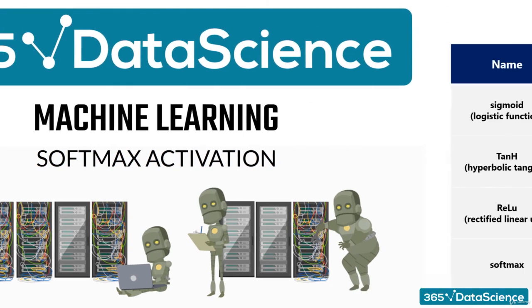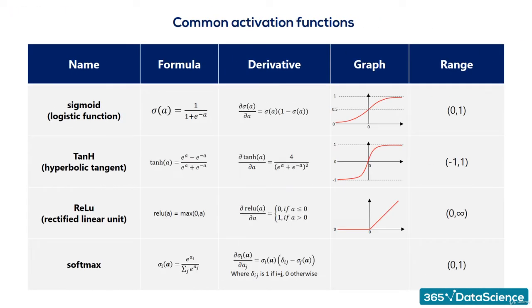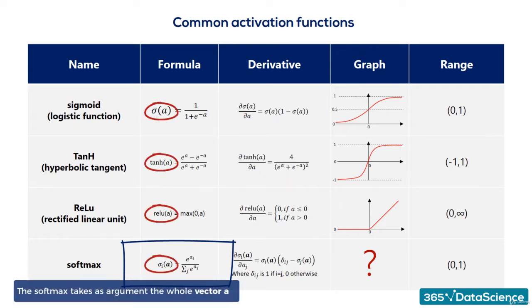Let's continue exploring this table, which contains mostly Greek letters. We said the Softmax function has no definite graph. Why so? Well, this function is different. If we take a careful look at its formula, we would see the key difference between this function and the other is it takes an argument the whole vector a instead of individual elements.